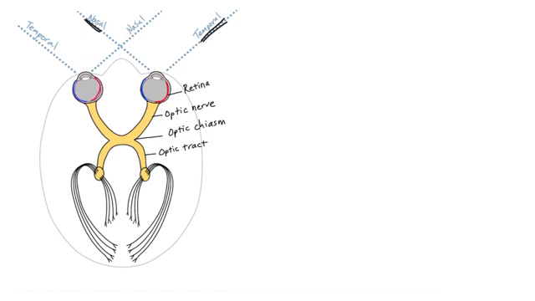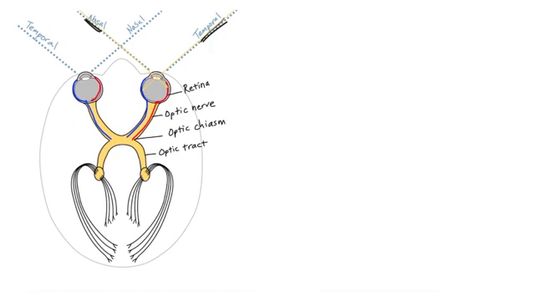Now, when we look out at the world, the lens projects a mirror image onto the retina, so that objects on the temporal side of the visual field are actually perceived on the nasal side of the retina, and objects on the nasal side of the visual field are perceived by the temporal side of the retina. So far, so good.